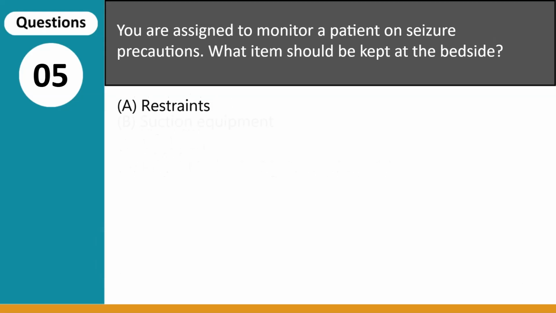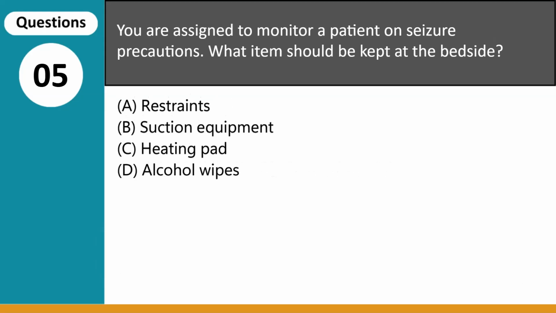You are assigned to monitor a patient on seizure precautions. What items should be kept at the bedside? A. Restraints. B. Suction equipment. C. Heating pad. D. Alcohol wipes.